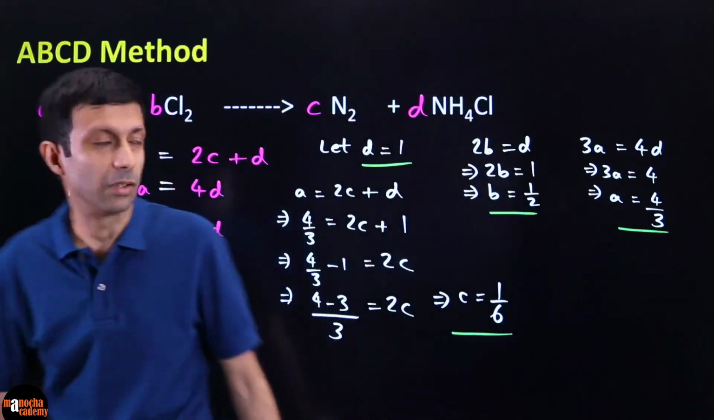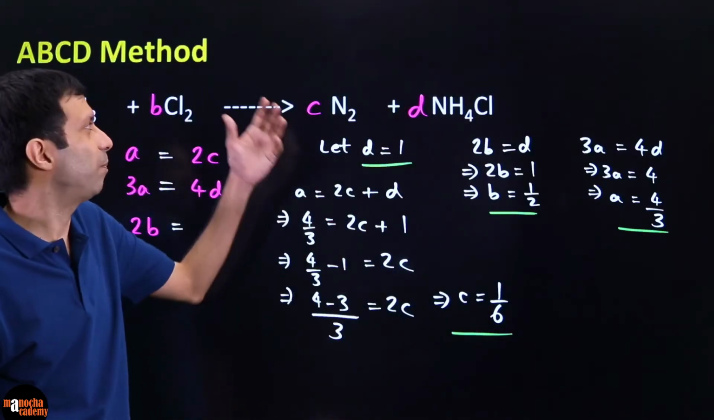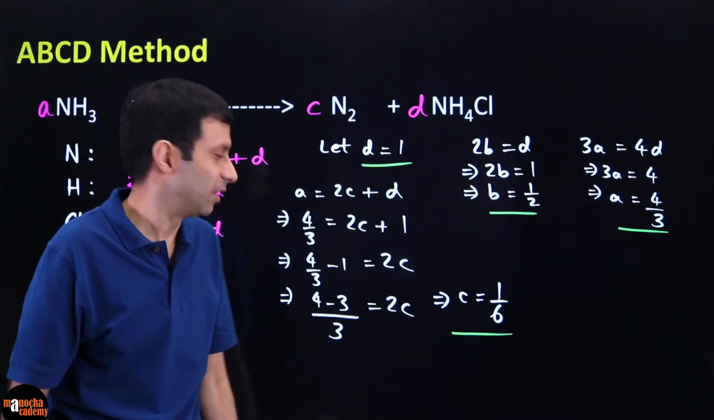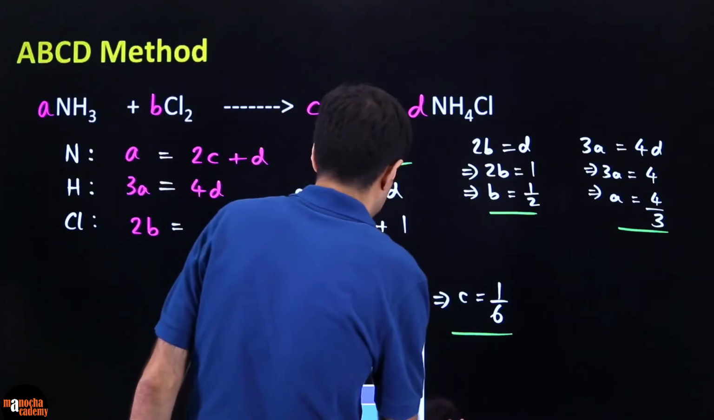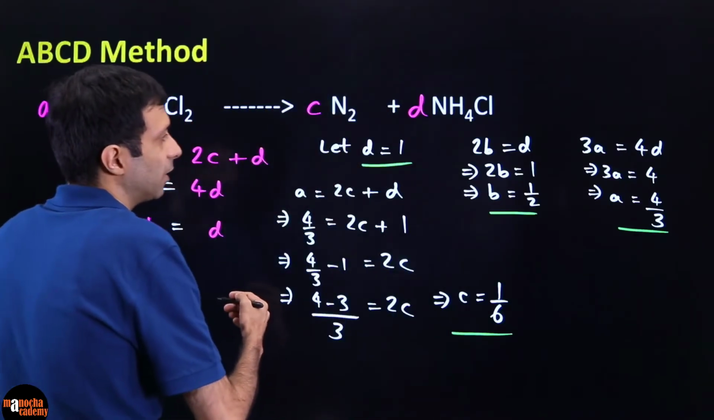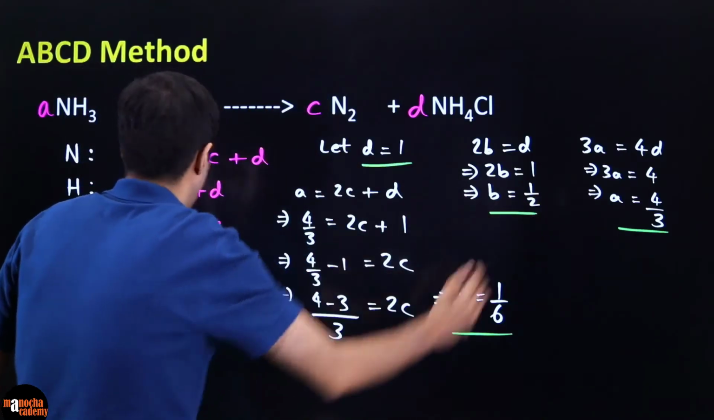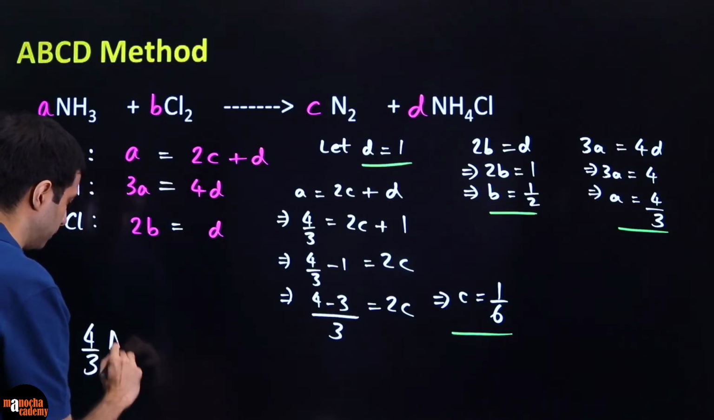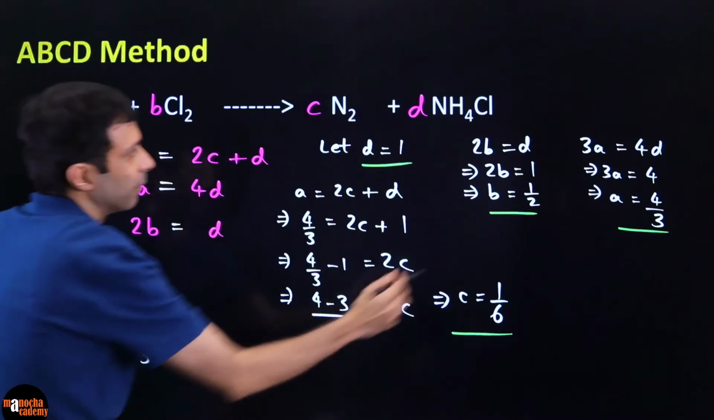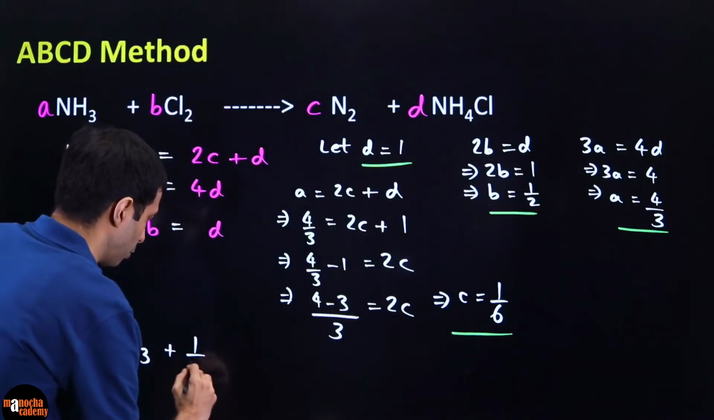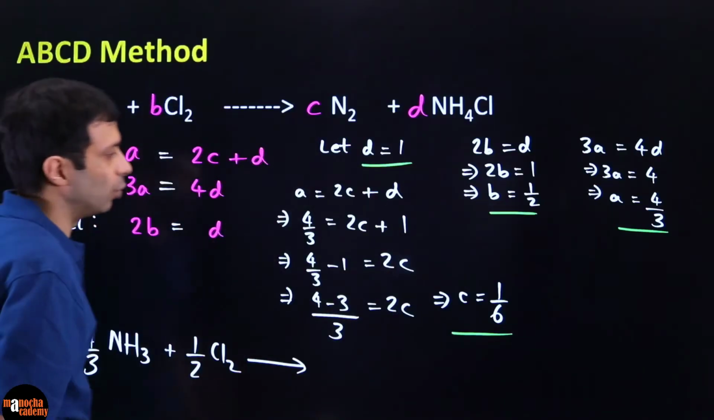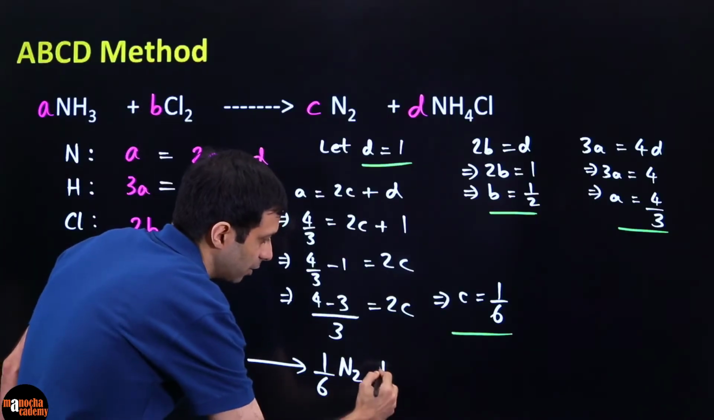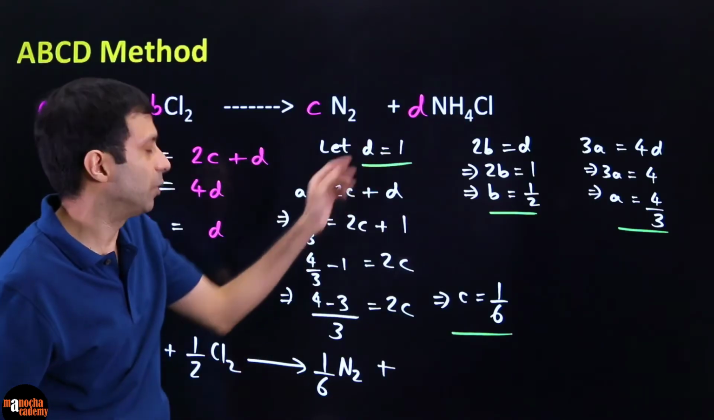So that's it. Now you have solved all the coefficients, just plug them into the equation, but remember you'll have to remove the fractions. So what is our answer going to be? First let's plug in the coefficients. A, so we have basically 4 by 3 ammonia plus B chlorine, B is half chlorine. C N2, C is 1 by 6 nitrogen, plus D ammonium chloride, D is 1.